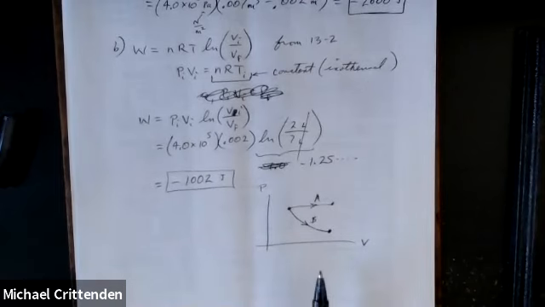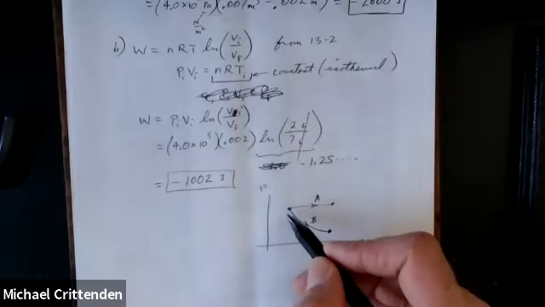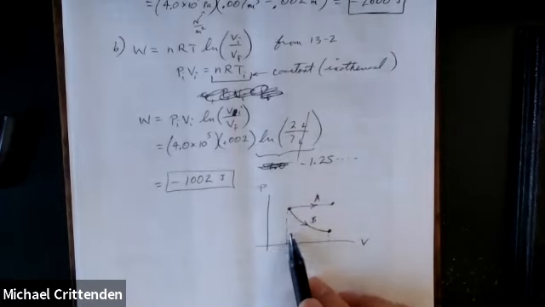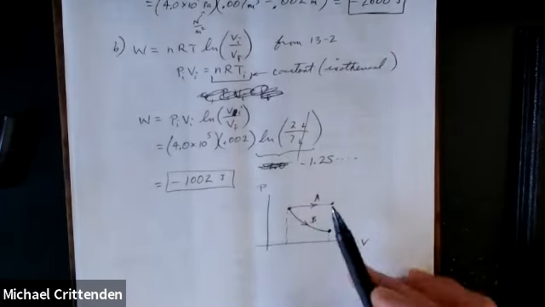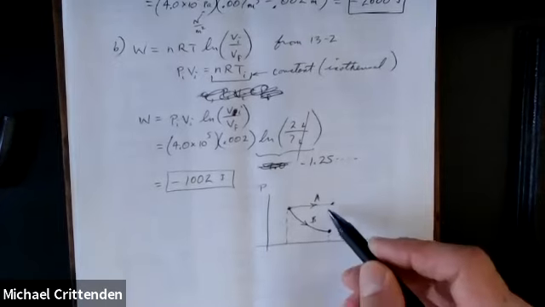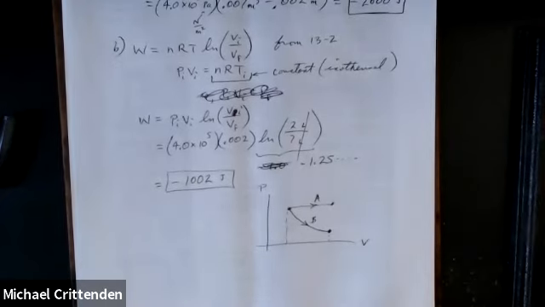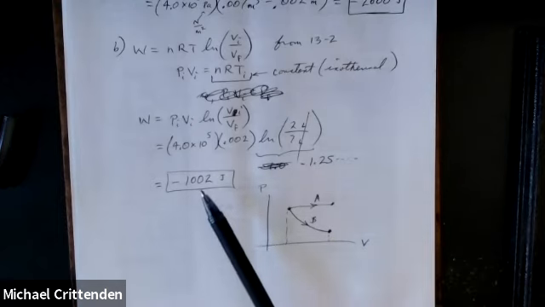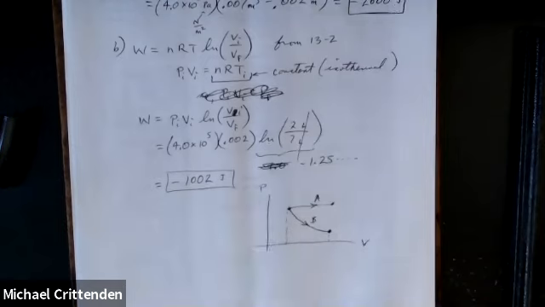And remember that the work done is the area under the graph. So between there and there is significantly less area underneath graph B than there is underneath graph A. And that's reflected in the fact that there's a lot less work done in case B than there is in case A.